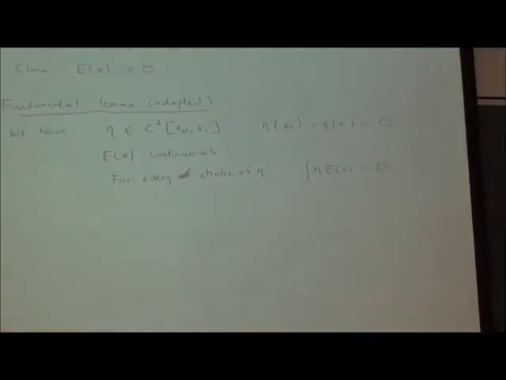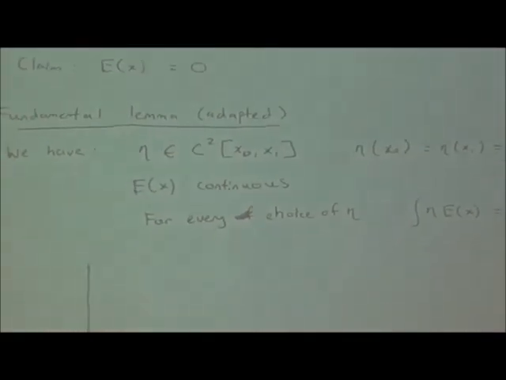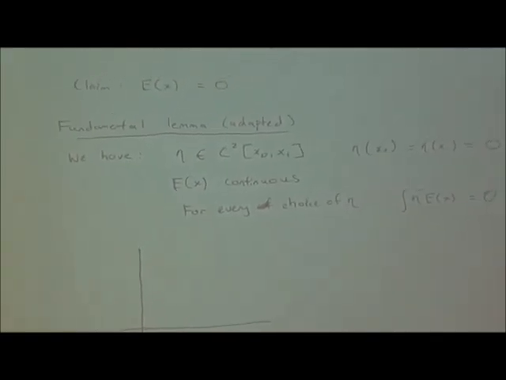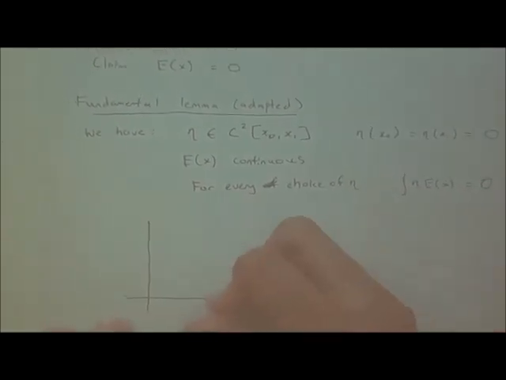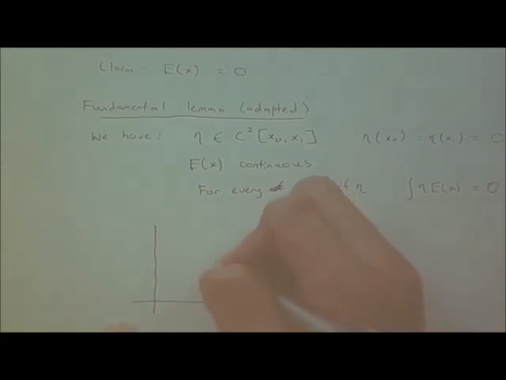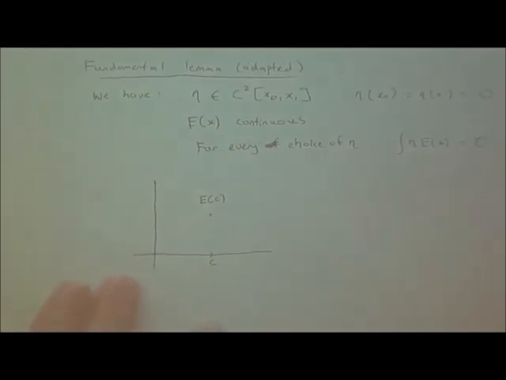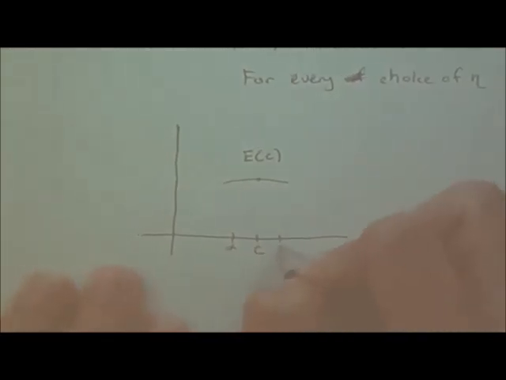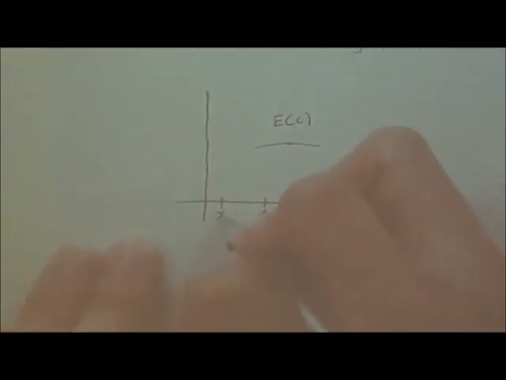Now to give a sketch of how this proof works, let's consider the opposite. We claim that e of x equals 0, so let's consider the opposite. There is some point c where e of c is not 0, and without loss of generality, let's assume that it's positive. Now because e of x is continuous, there exists some small interval, I'll call it alpha beta, where e of x is still positive, and this is all between x0 and x1.